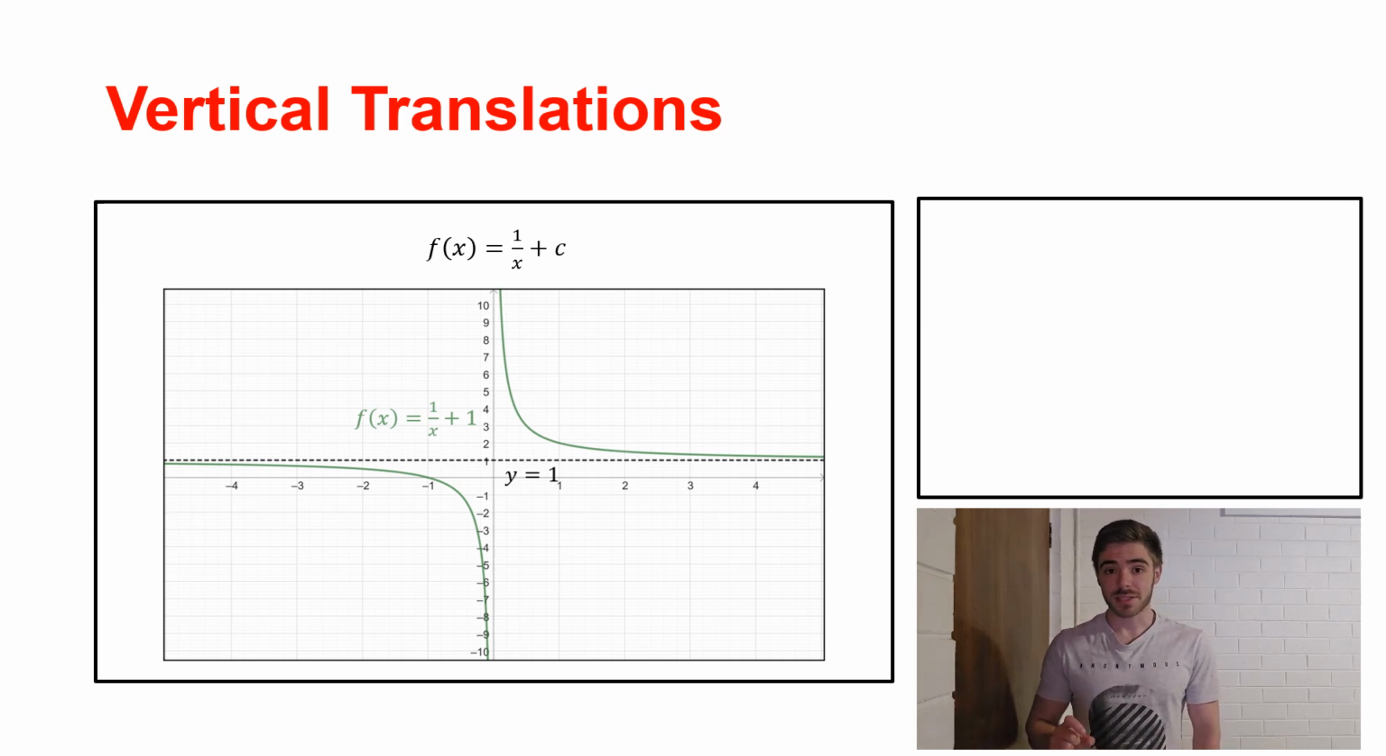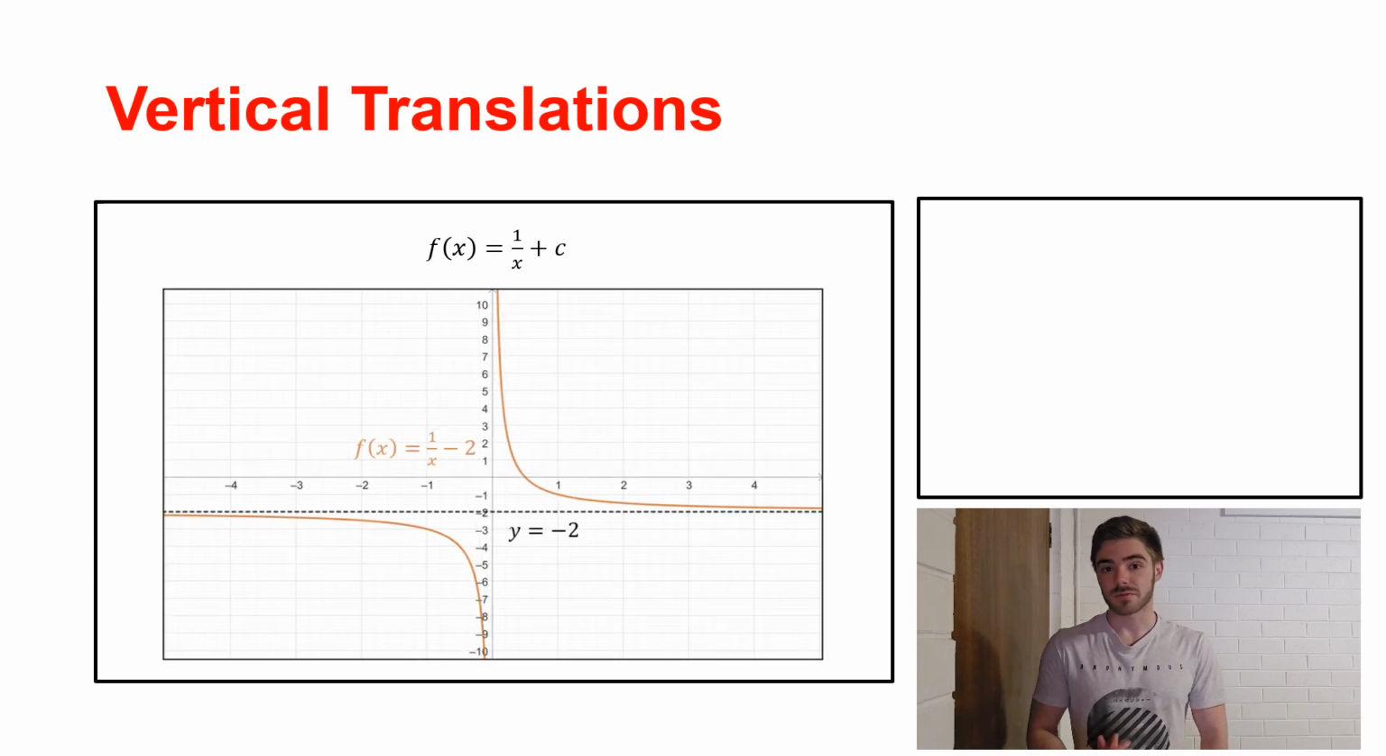Vertical translations are determined by the c term. If you have plus c, then your graph is being shifted upwards by c. For example, if I have 1 over x plus 1, then my graph is being shifted up by 1. In the case of hyperbolas, you can think of this as shifting the location of the horizontal asymptote. If you have minus c, then the graph is going to move down. In this example here, we have 1 over x minus 2, so the graph is being shifted down by 2.